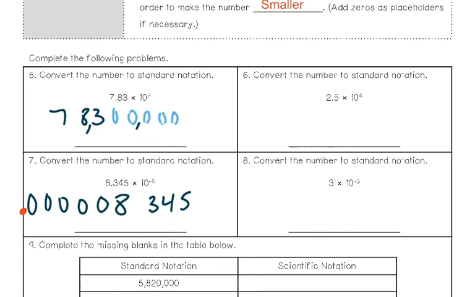Okay, so you should have started with number 6. It says convert this number to standard notation. Remember, standard notation just means regular number. Right now it's in scientific notation because you see a number between 1 and 10 times a base 10 value. So we'll start by writing the number 2.5, and then we move 4 to the right. The exponent tells you how many times to move.